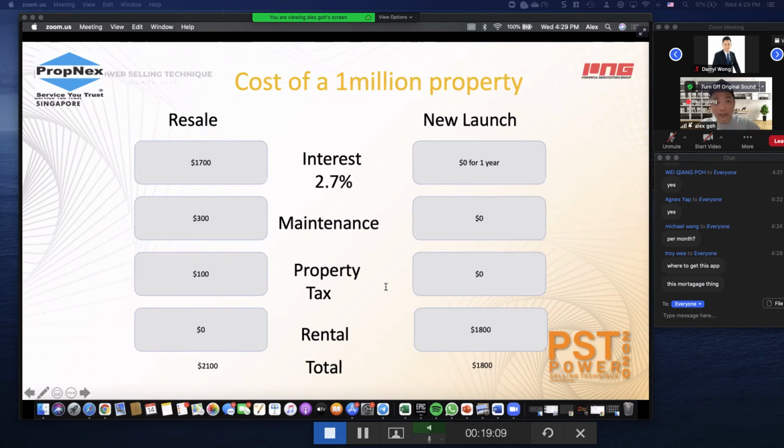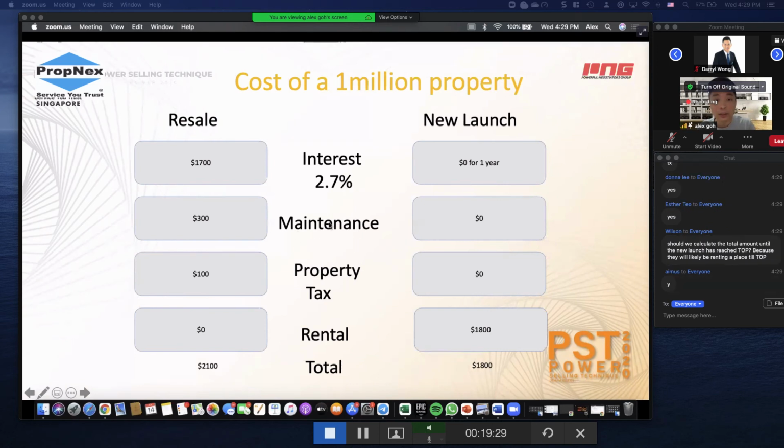Other than all this, any other questions? The explanation, you understand or not? Okay. Should we calculate the total amount until the new launch has reached TOP? Yes, you can, Wilson. That's why I say you can do an average. Just now, if you do an average, it's about $400. So you can do your own average.